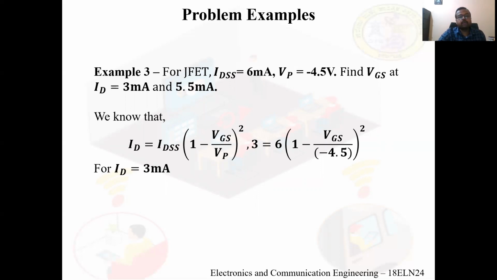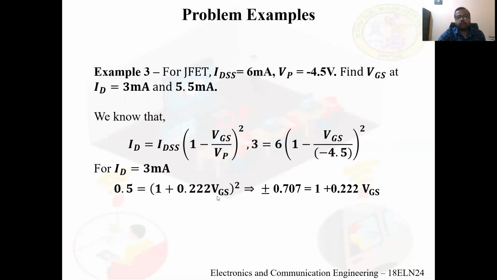For ID equal to 3 milliamperes, the equation reduces to 3 divided by 6, which is 0.5. So 0.5 is equal to 1 plus, now what we have is 1 divided by 4.5, you get it as 0.222, multiplied by VGS whole square. Now take the square root on the other side, so that you get plus or minus 0.707 equal to 1 plus 0.222 VGS.